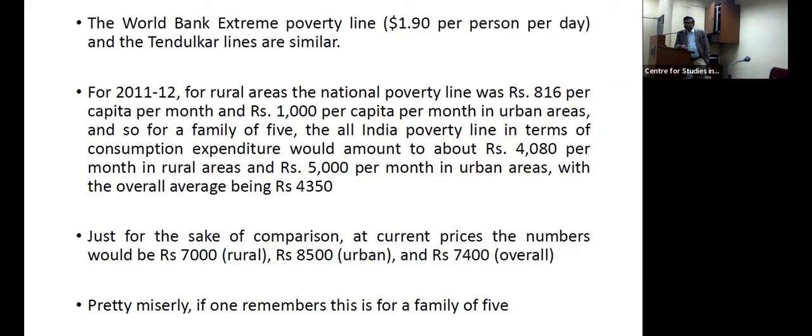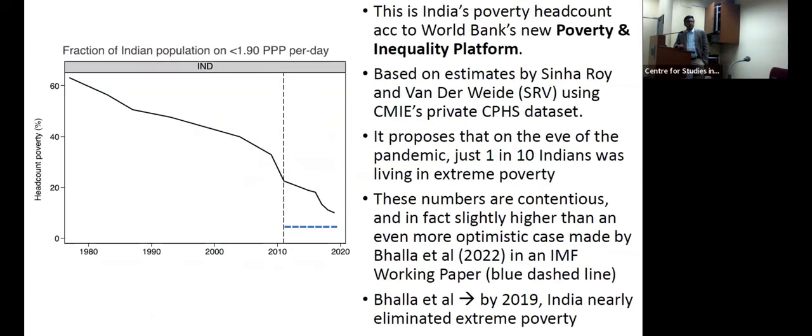Just for the sake of comparison, to relate them to current monetary prices, if you use a standard rate of inflation, this would be roughly ₹7,000 at current prices for rural areas and ₹8,500 for urban areas, so about ₹7,400 overall. If you think about this for a family of five, we don't have to stretch our imagination much to see that this is a really meager sum. This is a very conservative line, which is why Rangarajan and others proposed a more relaxed definition, a higher standard of living for the bottom.